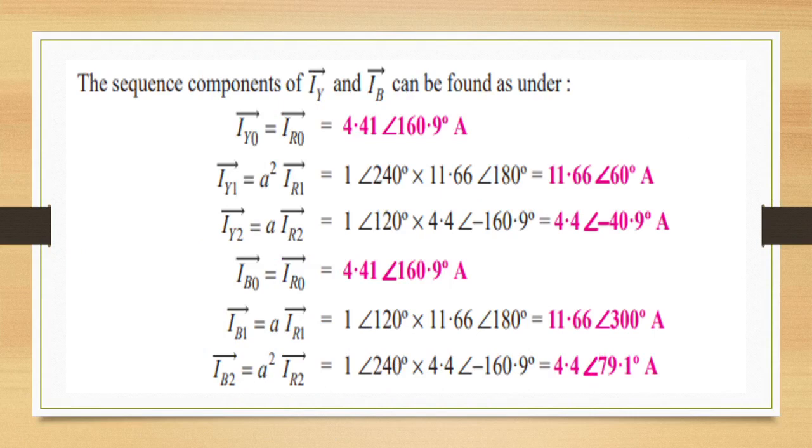Sequence components of IY and IB can be found as: IY0 is IR0, that is 4.41 angle 160.9 degree ampere. IY1 is A square IR1, that is 11.66 angle 60 degree ampere. IY2 is AIR2, 4.4 angle minus 40.9 degree ampere. IB0 is IR0, 4.41 angle 160.9 degree ampere. IB1 is AIR1, that is 11.66 angle 300 degree ampere. IB2 is A square IR2, that is 4.4 angle 79.1 degree ampere.